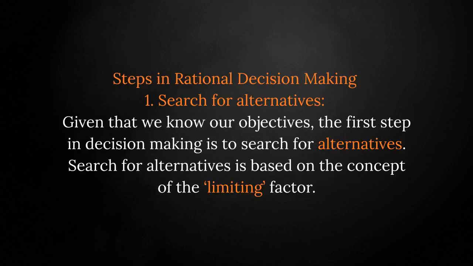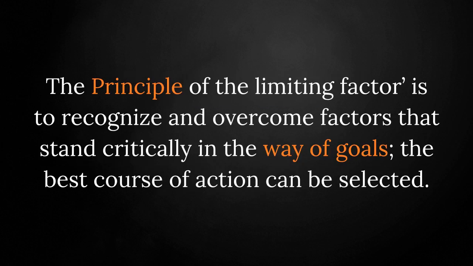Steps in rational decision-making. 1. Search for alternatives. Given that we know our objectives, the first step in decision-making is to search for alternatives. Search for alternatives is based on the concept of the limiting factor. The principle of the limiting factor is to recognize and overcome factors that stand critically in the way of goals. Then the best course of action can be selected.